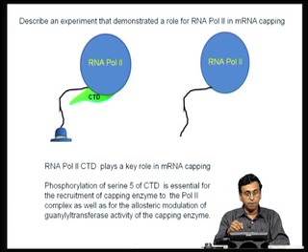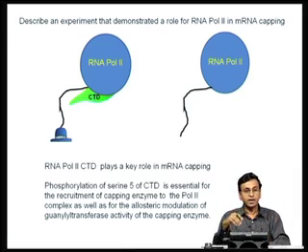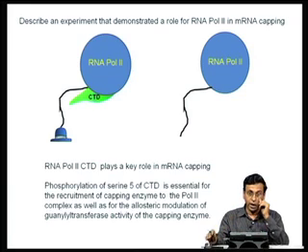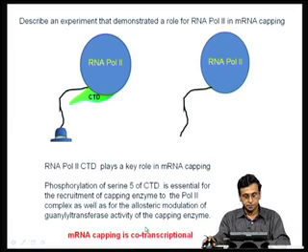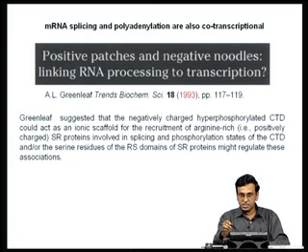For example, in the case of capping, the C-terminal domain is not just serving as a platform for the assembly of these factors, but it actively enhances the rate of mRNA capping. So, it actually modulates the activity of enzymes involved in mRNA capping. So, it has a very active role in all these post-transcriptional processes. And mRNA capping is co-transcriptional. mRNA splicing and polyadenylation are also co-transcriptional.